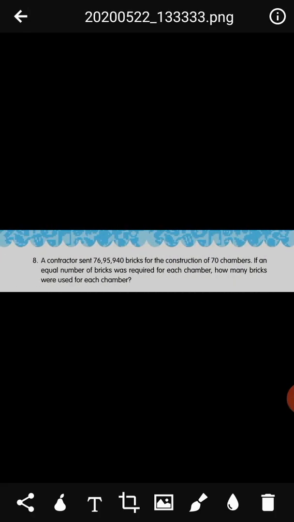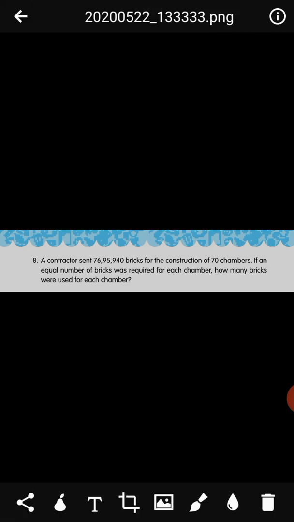So now next question is question number 8 from exercise 2.6. A contractor sent 76,95,940 bricks for the construction of 70 chambers. If an equal number of bricks are required for each chamber, how many bricks were used for each chamber?